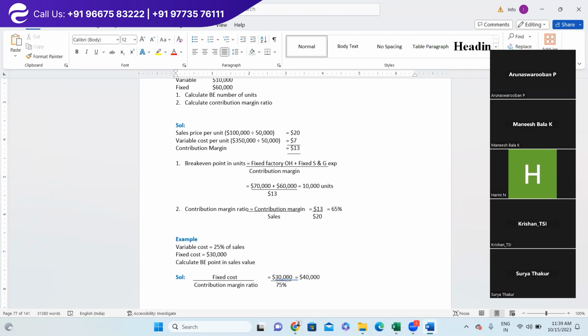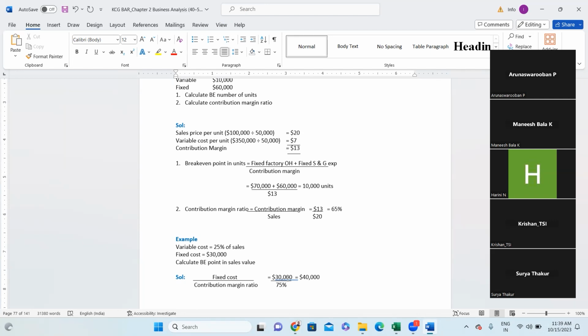Variable cost is equal to 25% of sales. Fixed cost is 30,000. Calculate the break-even point in sales value. So fixed cost is 30,000. Contribution margin ratio is 75%. So what will be the break-even point of sales? That is $40,000. How have you calculated this? The total fixed cost divided by the contribution margin ratio.